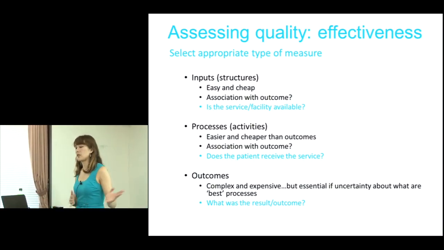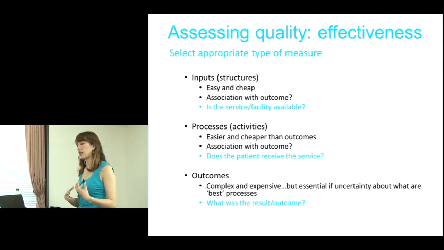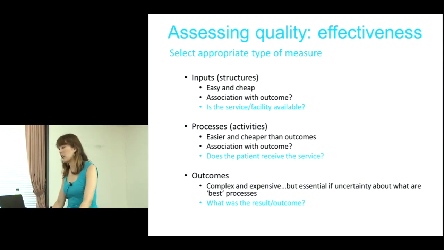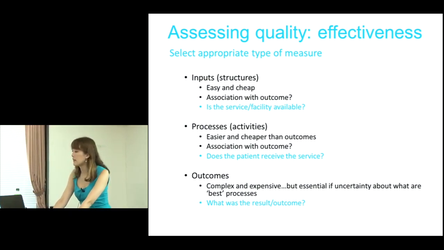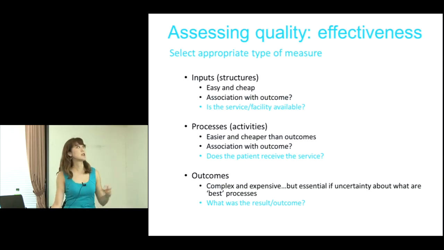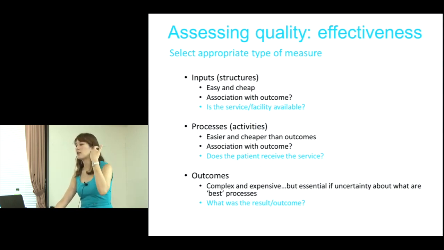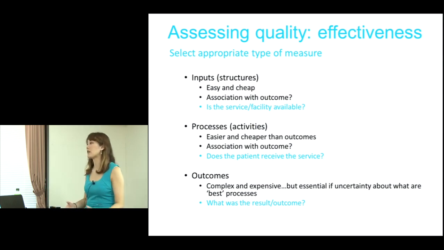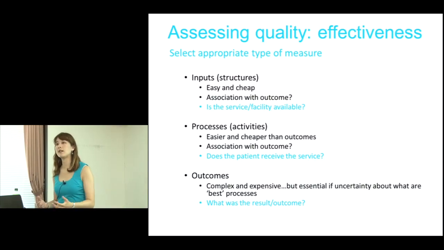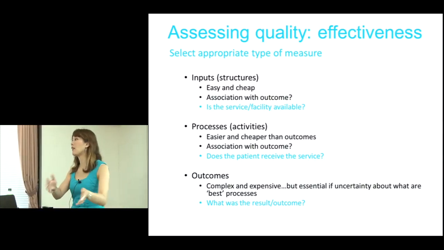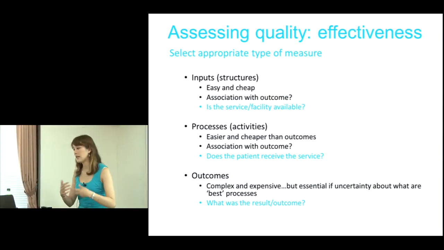One of the ways, which this course also uses, is a nice framework where we can measure in 3 ways. First of all, inputs, structures. It's nice and easy and cheap. A lot of lower middle income countries use this structure to measure effectiveness. Essentially, is the service available? What are the inputs of the service? How many doctors are there? How many nurses are there? Have you got the facilities? How many health centers are in the village, for example?